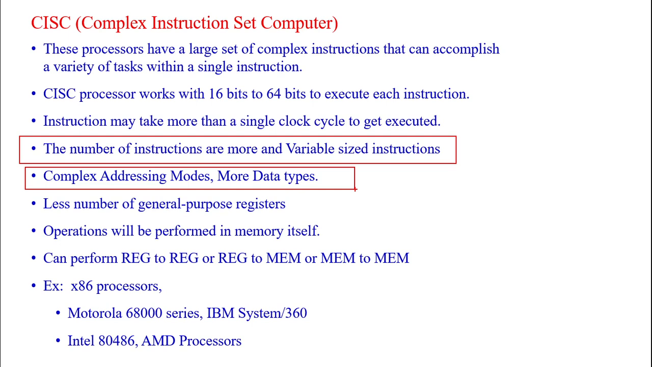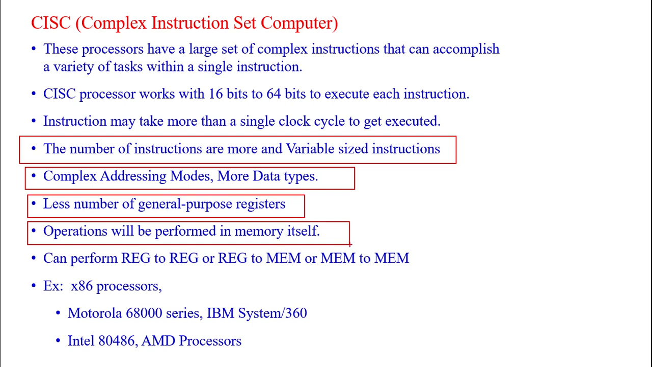What is an addressing mode? Maybe I will cover it in one of the next videos in future. So more addressing modes and more data types. Data types you can understand very easily. And they will have fewer registers: more addressing modes, more data types, and fewer general purpose registers. And operations will be performed directly in memory. So in CISC processors, we can handle memory directly without any intervention.